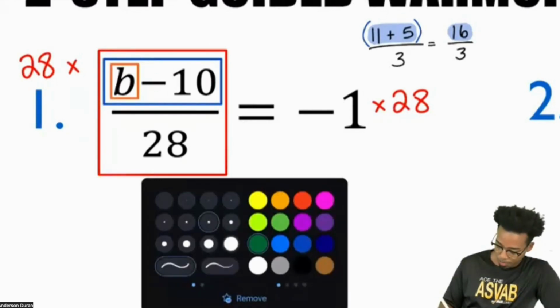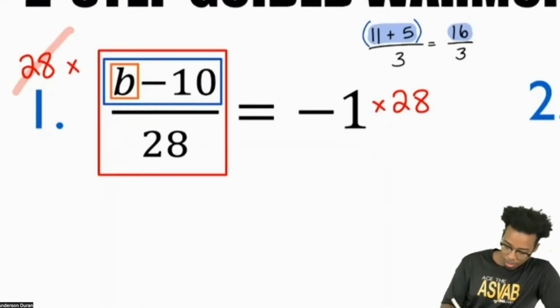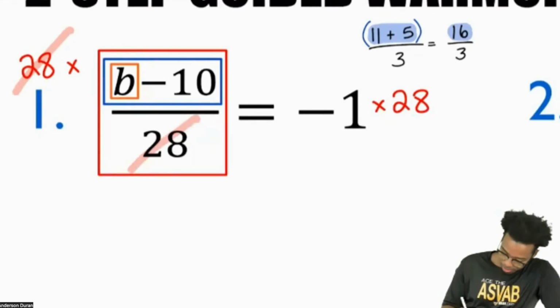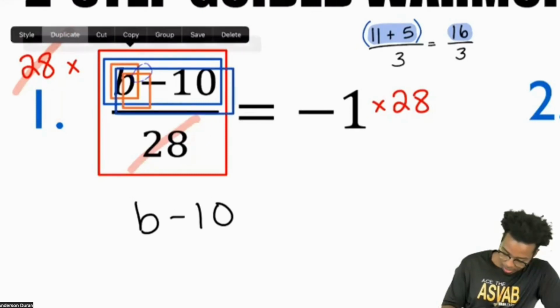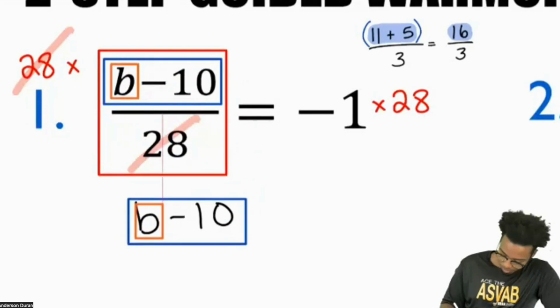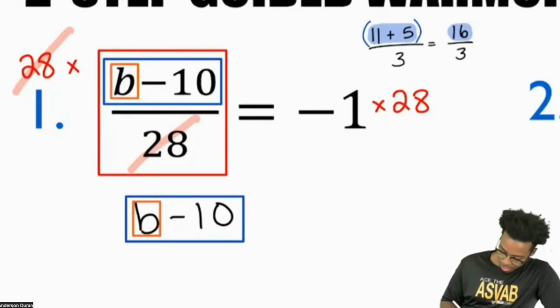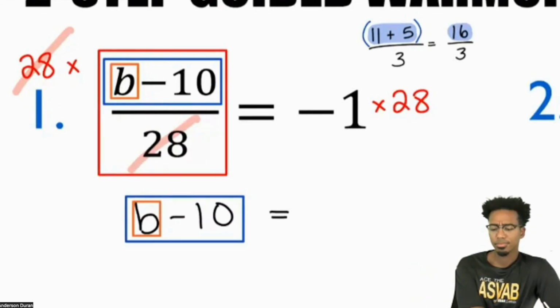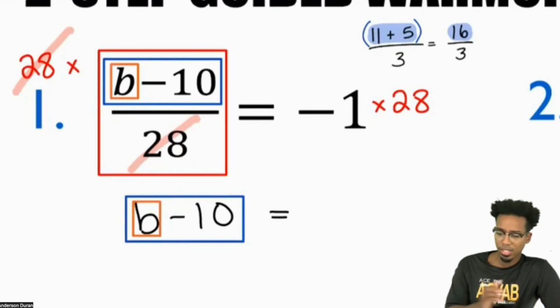When we do the multiplying by 28, that cancels out. And notice what we have left. We're going to have B minus 10. And again, I'm going to keep the same exact boxes that we had right there equals, well, everybody, a negative 1 times 28 is going to be what? Correct. That's going to be negative 28.